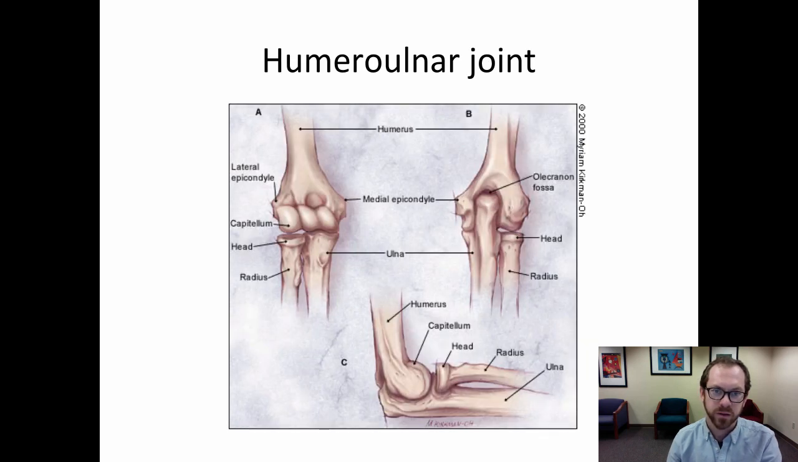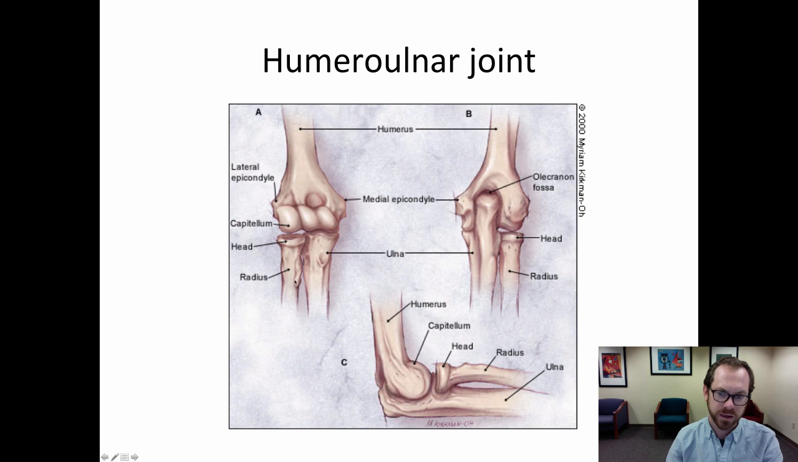Next, we have the humeroulnar joint. This is your elbow. This view here is an anterior view. This is a posterior view, and this would be a lateral view. We have the humerus up here. That's why we call it the humeral. And this is articulating with the ulna, hence the ulnar joint.